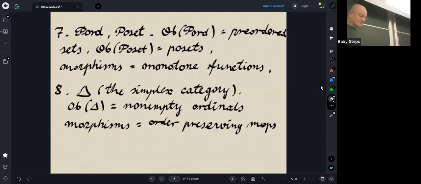Sorry, I have a question. Do you consider all possible non-empty ordinals or only those corresponding to natural numbers? Yeah, you can restrict yourself to finite ones. So this is a small category, yes. Algebraic topology usually uses finite ordinals. Mm-hmm. So it is a small category, yes. But this restriction is not essential.